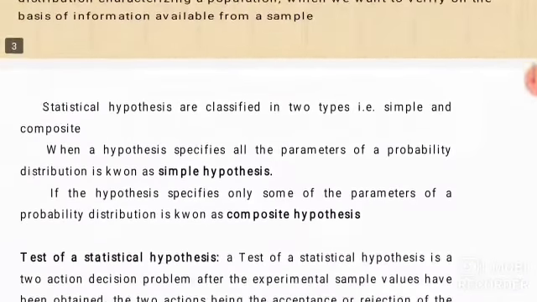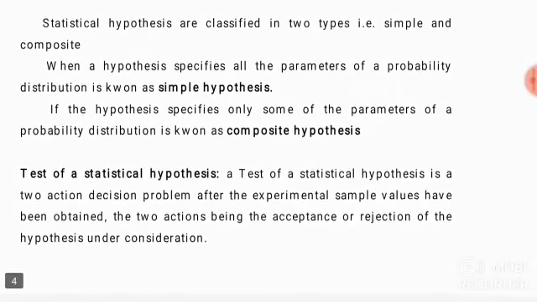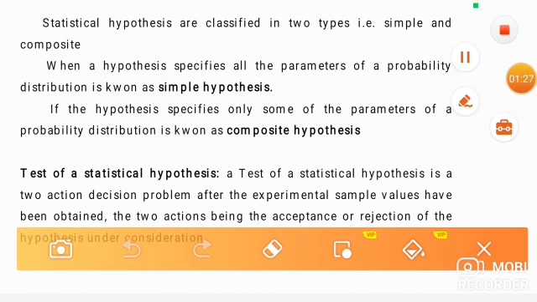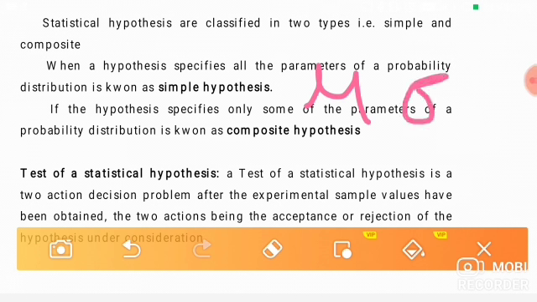Statistical hypotheses are classified into two types, that is simple and composite hypothesis. When a hypothesis specifies all the parameters of a probability distribution, it is known as a simple hypothesis. All parameters means mu and sigma, where mu equals 0 and sigma equals 1. It belongs to the normal distribution.